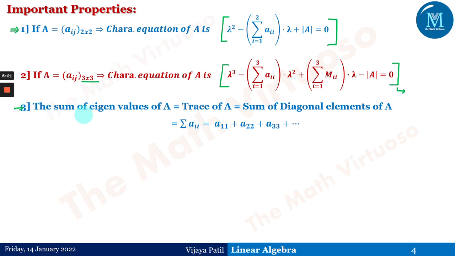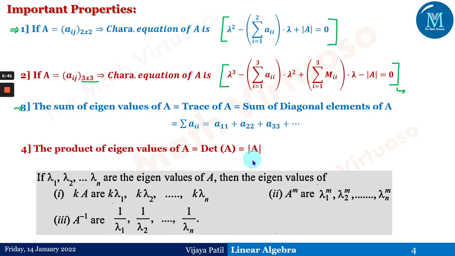Now what is it? The sum of eigenvalues of capital A, that is the trace of A, is equal to the sum of diagonal elements of capital A, which is the same as the summation of a_ii. That means we have to check whether the sum of the eigenvalues is the same as the trace of A or not, and the product of the eigenvalues of capital A has to be equal to the determinant of A. These are properties which we have already discussed previously. Please check the I button, I have given the reference of that particular session.